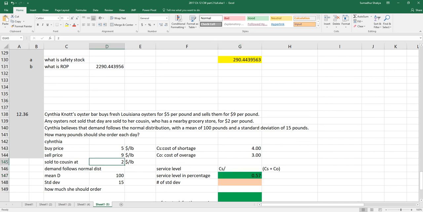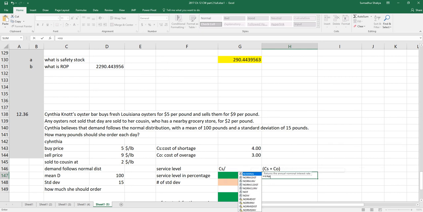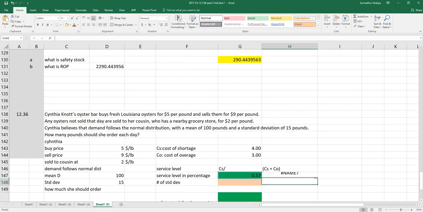Now, it is also given in terms of information that the demand follows a normal distribution, with a mean of 100 pounds and a standard deviation of 15 pounds. Okay. So first, let us calculate what this service level means in terms of the standard deviation for the demand. So last time we used NORM.S.INV. This time we will use NORM.S.DIST for the service level.